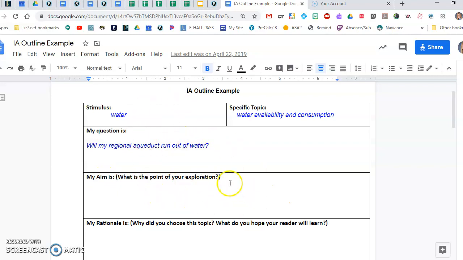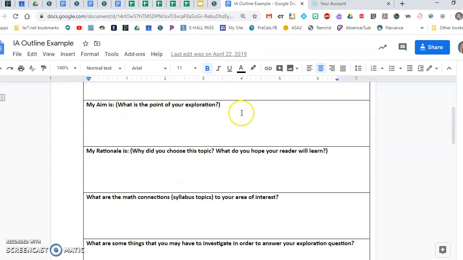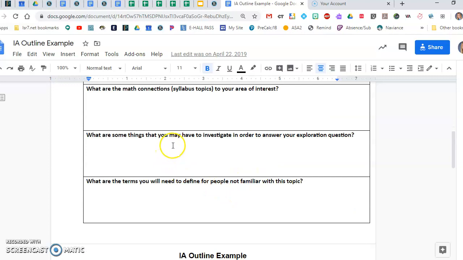This first page is really kind of a brainstorming worksheet. And I believe, but I could be mistaken, that I gave this out to you early on, a while back. But what's my aim? Why am I doing it? What's my rationale? Why did I choose it? What am I hoping someone else is going to learn from it? What are my syllabus topics, my math connections, making sure it's in the IB curriculum? What are some things that I'm going to have to investigate? Again, this is an exploration paper, so what am I going to have to do? And then what are the terms that I need to define because maybe people are not familiar with them? So again, this first page is kind of a brainstorming.